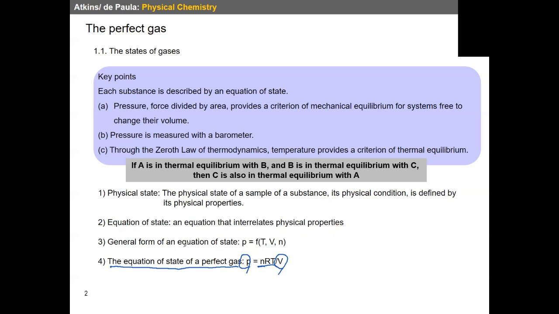In Korean, the equation of state is 상태 방정식. The equation of state of perfect gases is 이상기체 상태 방정식. All the equations related to the state of gases are derived from the equation of state of perfect gases. This is really simple, and you guys know all about it, but it is the most important equation for understanding the physical chemistry of gases.